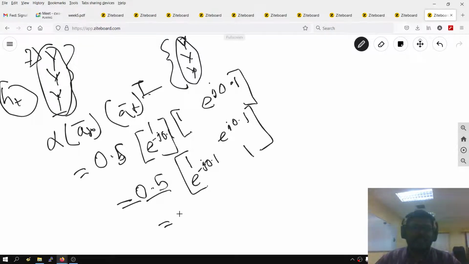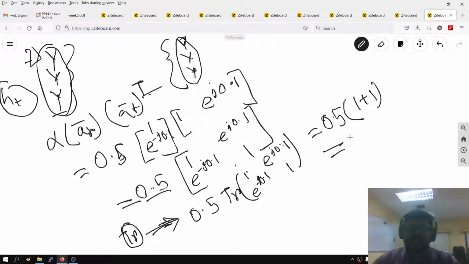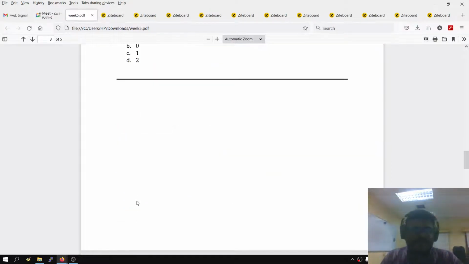So what is the trace of this matrix? 0.5 times the trace of this matrix, 1, e to the power j 0.1, e to the power minus j 0.1, and 1. So it becomes 0.5 times (1 plus 1), and this is 1. 1 is the correct answer. So the correct answer is option C. The answer is 1.